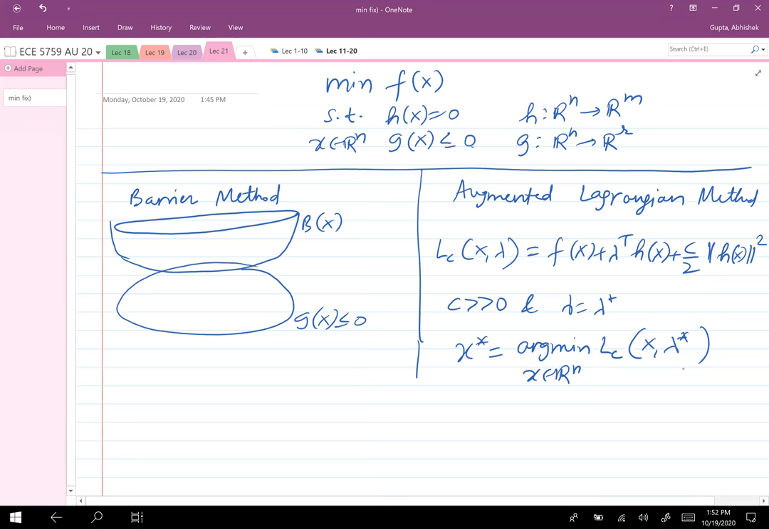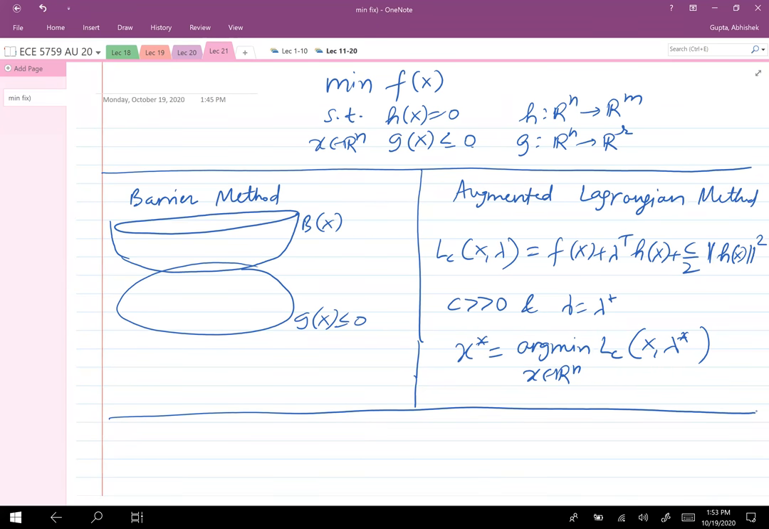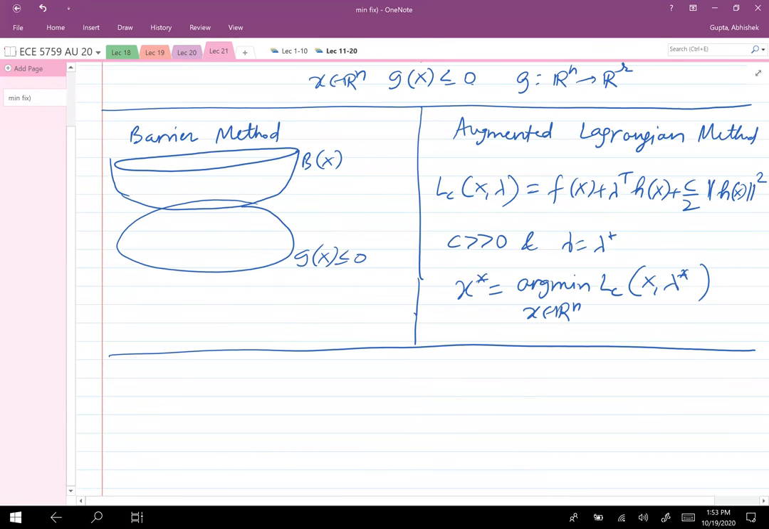Any questions about these two methods? No questions? Perfect. So let's move on to the next method, which is called the penalty method.